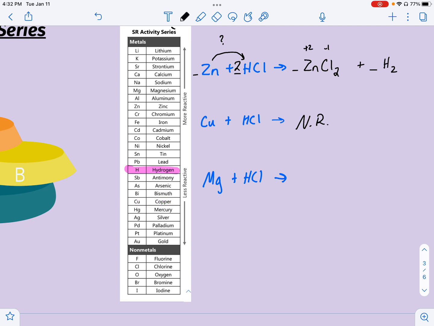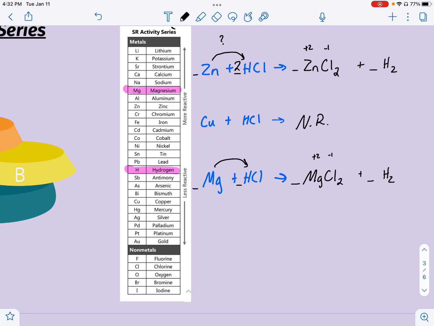All right, so I'm going to take a look at magnesium. Can that take the place of hydrogen? Yep, you guessed it, sure can. Magnesium's up here. So it can easily take the place of hydrogen in this compound to make a new compound, MgCl. And remember, magnesium again is +2, chlorine is -1, so it becomes MgCl2 plus my hydrogen gas.